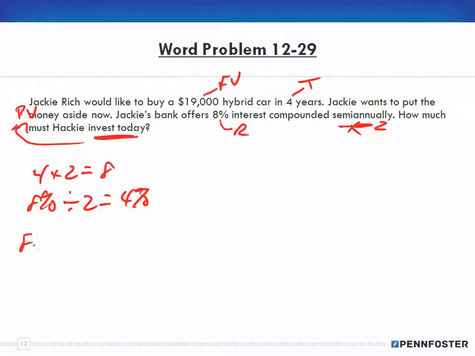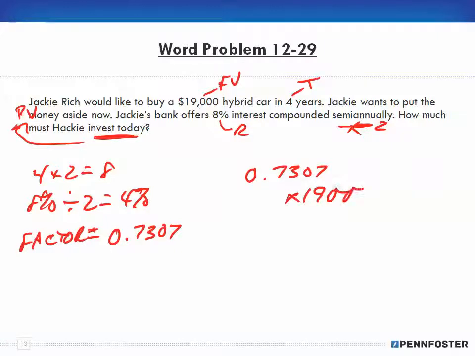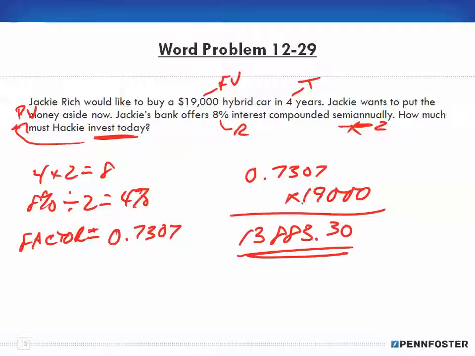So my factor is 0.7307, and I'm only writing this factor down just for your benefit. I would just immediately write it over here, 7307, and then I'm multiplying it by the 19,000. Okay, and if I did it by hand or I'm doing it by a calculator, I end up with $13,883.30 as the present value of that 19,000, and that makes sense. It's lower than the 19,000 because it's the present value.